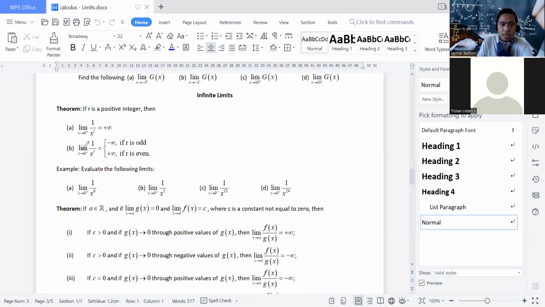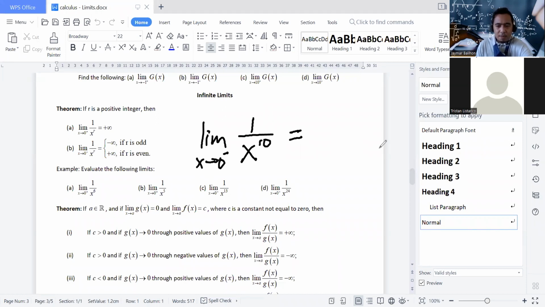Example: what is the limit of 1 over x to the 10 as x approaches 0 from the left-hand side? Say your answer, where 10 is the r. Feel free to unmute your microphone. Limit of 1 over x to the 10, as x approaches 0 from the left-hand side. Say your answer.